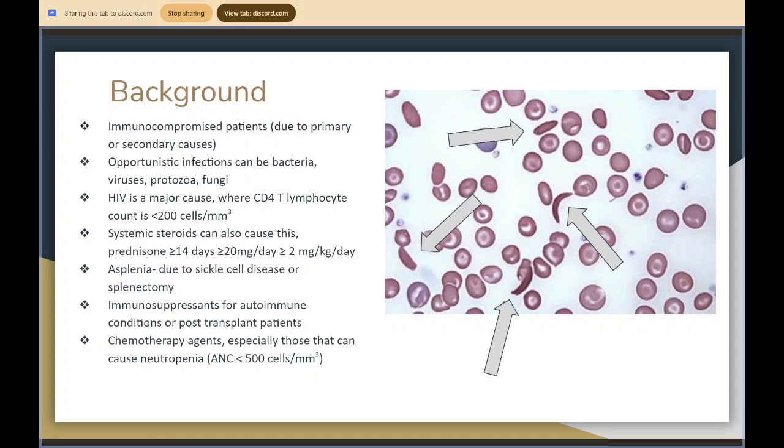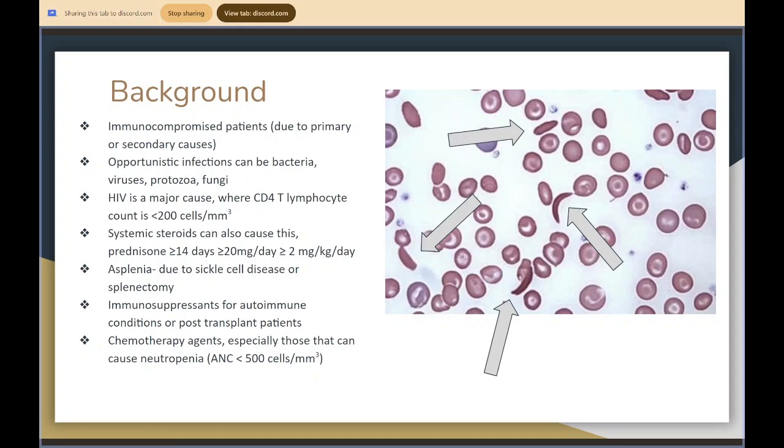HIV is a major cause where the CD4 T lymphocyte count is less than 200 cells per millimeter cubed. Systemic steroids can also cause a patient to become immunocompromised: prednisone for greater than or equal to 14 days at a dose of 20 milligrams or more, or 2 mg per kg per day. Asplenia can be due to sickle cell disease or splenectomy.